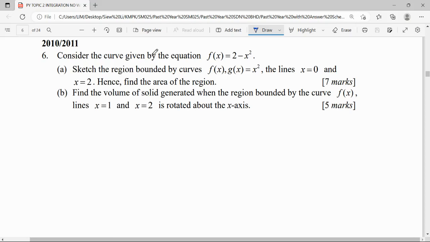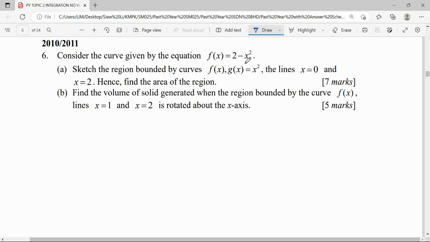Consider the curve given by the function f(x) equals 2 minus x squared. Sketch the region bounded by the curve for this function, and then for this g(x), which is x squared, and the lines x equals 0 and x equals 2. Hence find the area of the region. So we're going to sketch the graph.